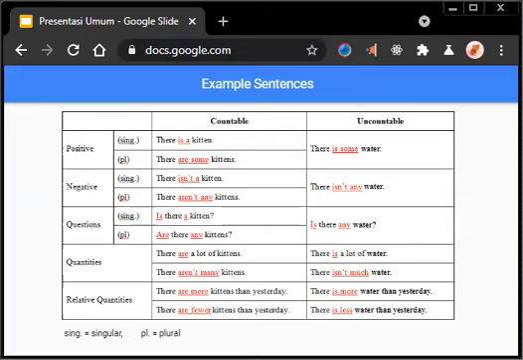In the relative quantities, there are more kittens than yesterday, while in the uncountable, there is more water than yesterday. There are fewer kittens than yesterday. Well, there is less water than yesterday.